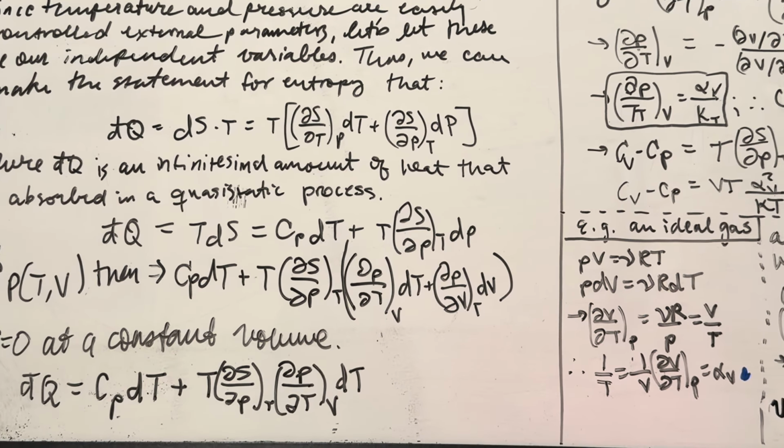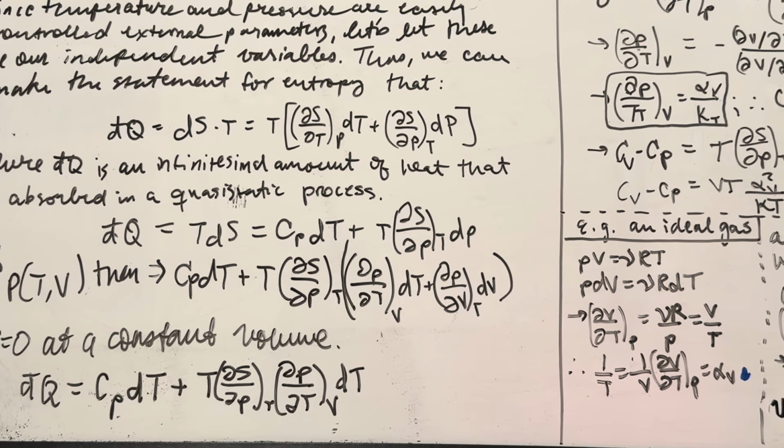Now the fun thing about dP here is that we can try and expand it out in terms of temperature and volume, because those are our controlled external parameters. And when we do that, we get this kind of ugly expression right here with the temperature times the partial of S with respect to pressure times the quantity of the partial of pressure with respect to temperature plus the partial of pressure with respect to volume. Now, for a quasi-static, I believe, or at a constant volume, we know that dV has to be equal to 0. So we can get rid of that second term in the big parentheses.